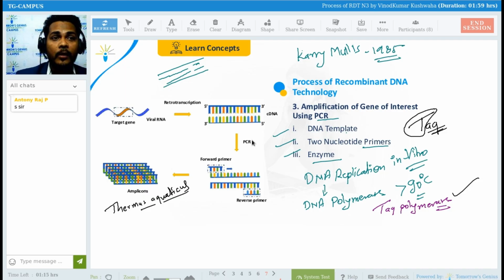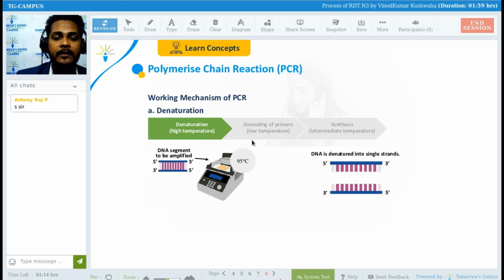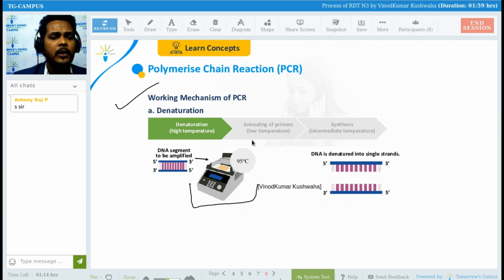Now let's learn the working mechanism of PCR. So how does PCR actually work? PCR is a kind of instrument. You can see here, this is the PCR, a very small compact instrument.